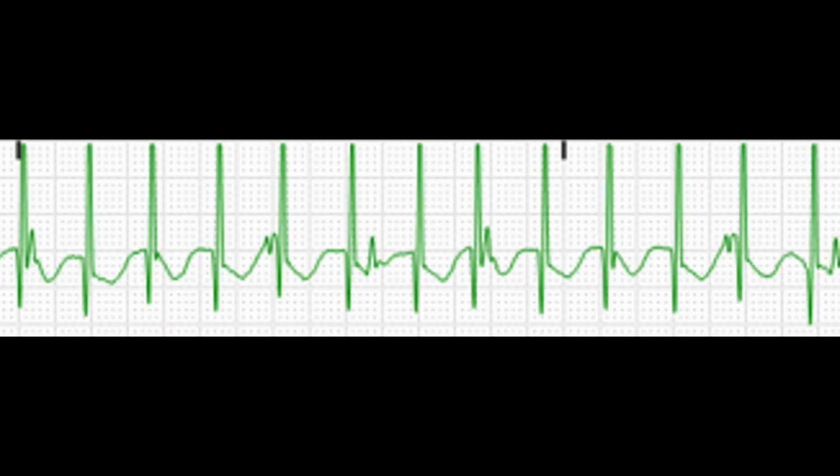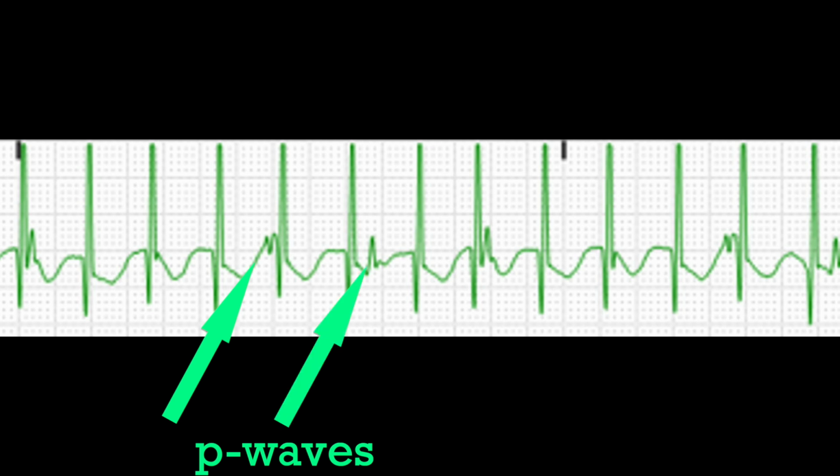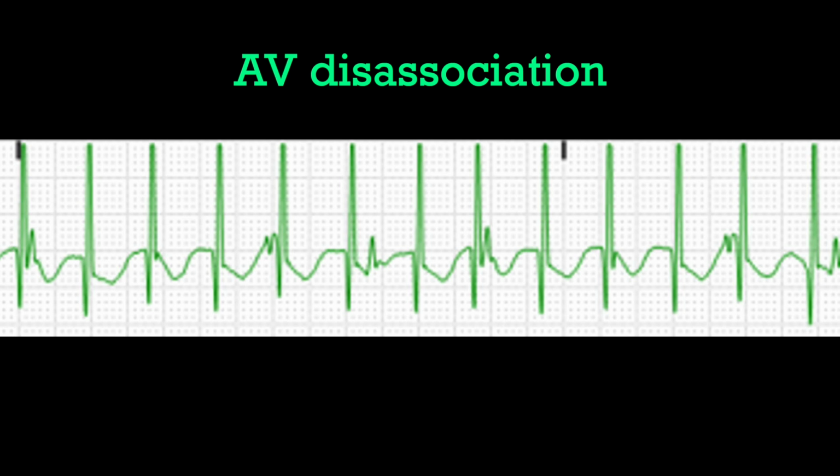How about this one? There are P waves. They don't seem to have any relationship to the QRSs. This patient has AV dissociation, where the atria and the ventricle are not talking to each other. This patient also has junctional tachycardia and may have heart block. This is JET because the QRSs are faster than the P waves, and the AV node has taken over as the pacemaker of the heart.